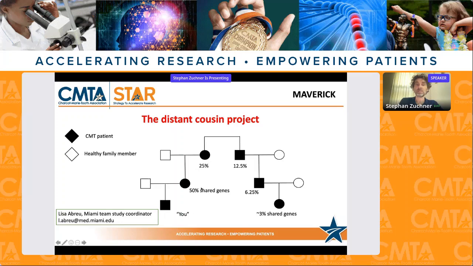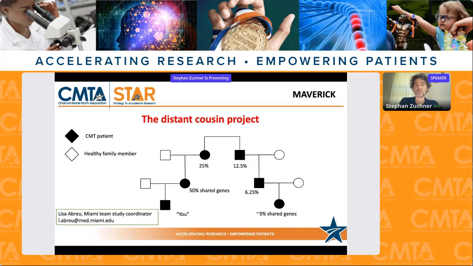And distant cousin, why is it called like that? Because the further you go out from yourself in this family tree here, to your mother, your grandmother, brother of the grandmother, and so on and so forth, the less you share with your ancestors, right? So you would share only 3% of your genes with this distant cousin. And if we would study this distant cousin and your genetics, we can really look just at these 3% of your genome instead of everything.